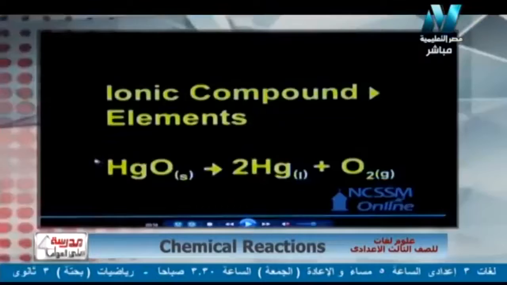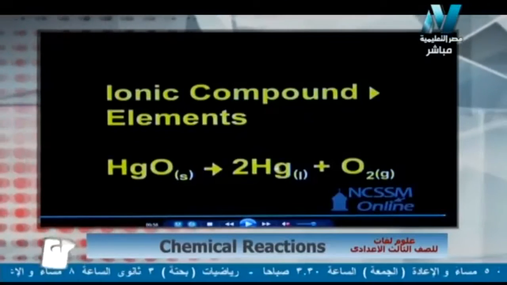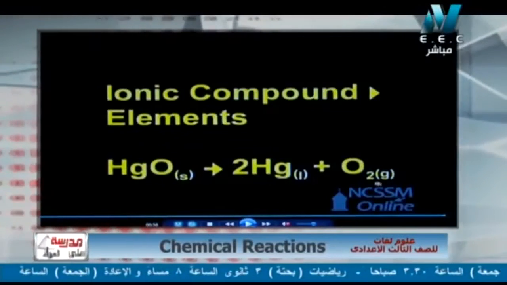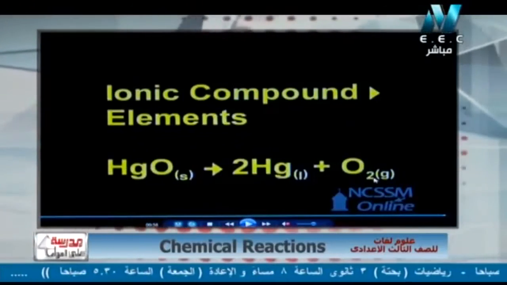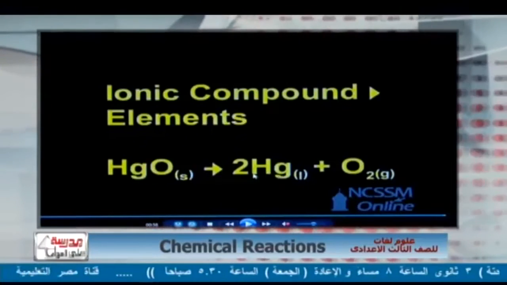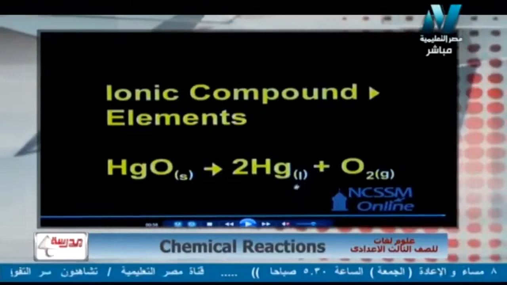As we have the final answer, 2 HgO gives 2 Hg plus O2 as gas, and here 2 Hg as a liquid metal. So dear students, here we can know how to deal with the first example.